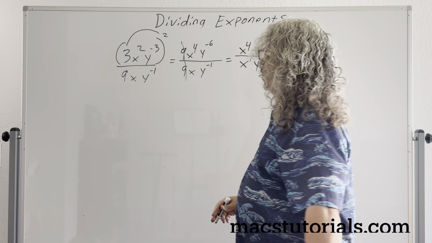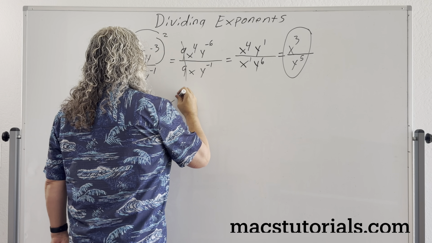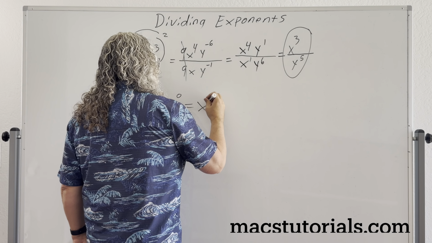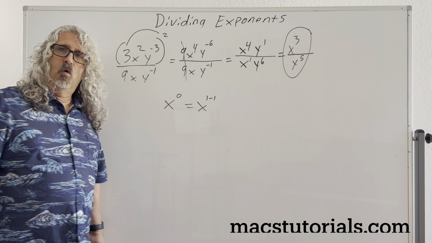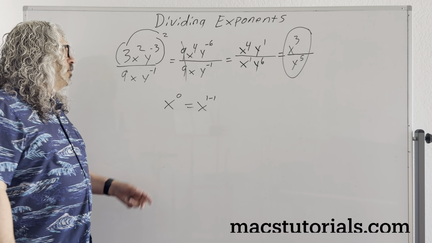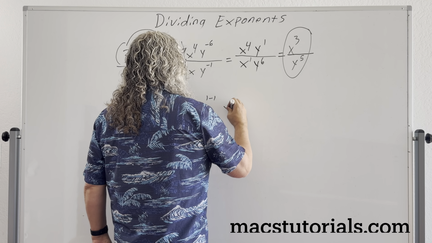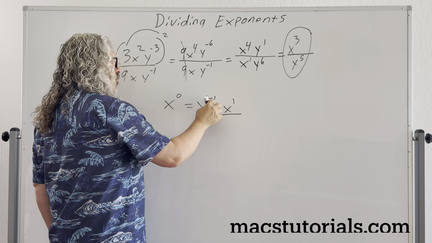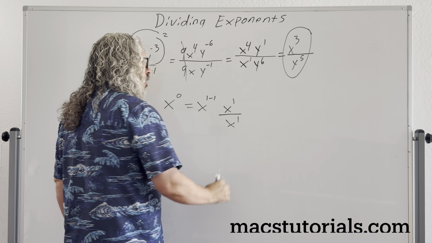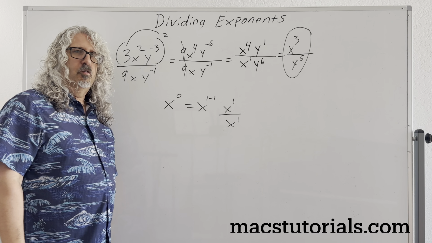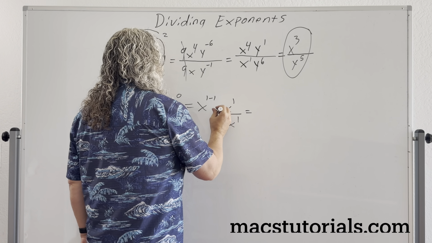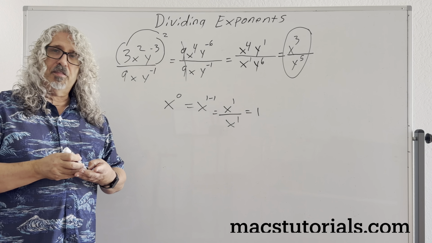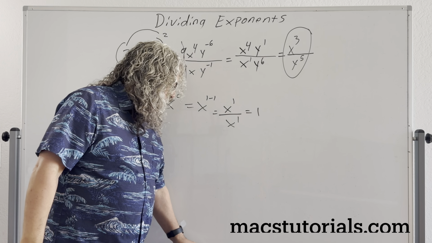Now, let me show you that whole thing. Let's go x to the 0. X to the 0, is that not the same as x to the 1 minus 1? Is it 1 minus 1, 0? Well, what would that look like? That would look like x to the 1 over x to the 1. And what does x to the 1 over x to the 1 equal? 1. Okay, so that's just why anything to the 0 power would equal 1.